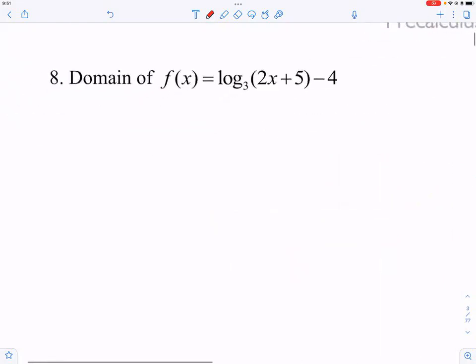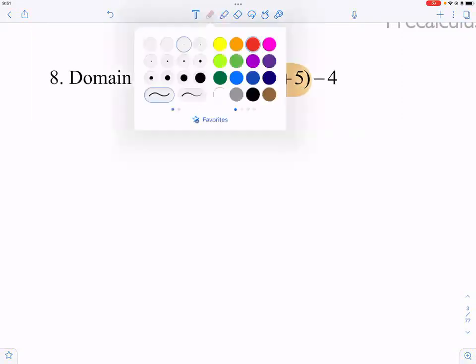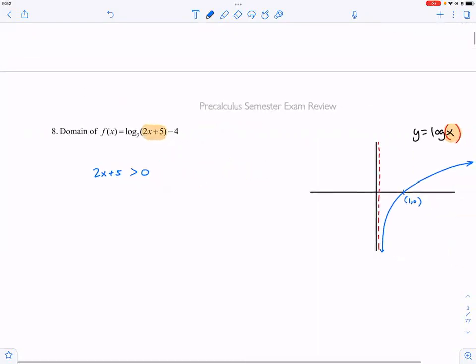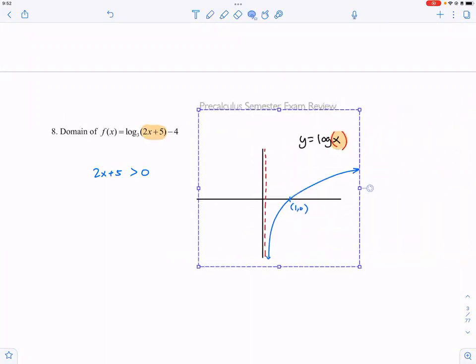So now we look at this question, and we are like, oh, so what's the deal here? What's going on here? Well, we're saying 2x plus 5 must be greater than 0. Not even equal to 0. It has to be greater than 0. Based on our understanding of the parent function log x right there on the right hand side. I can bring it closer so they can see it better side by side.